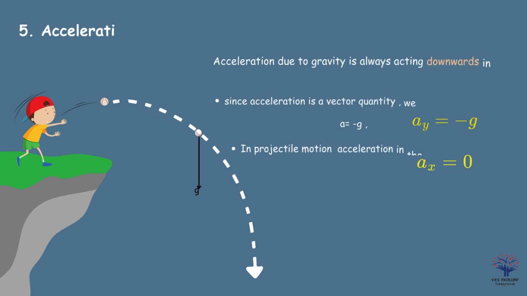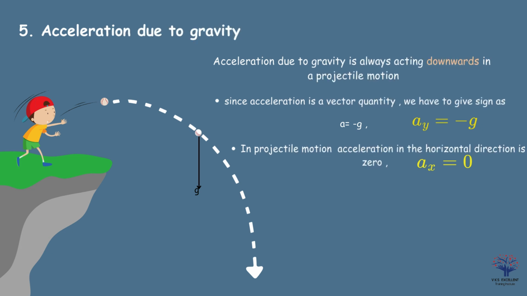Number 5, acceleration due to gravity. Acceleration due to gravity is always acting downwards in a projectile motion. Since acceleration is a vector quantity, we have to give a sign: a equals negative g. In projectile motion, acceleration in the horizontal direction is 0.